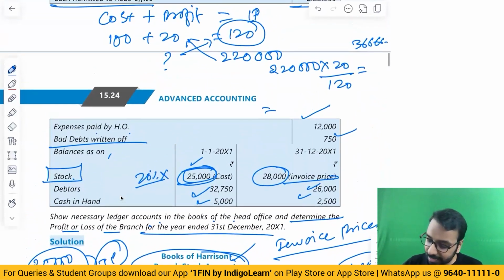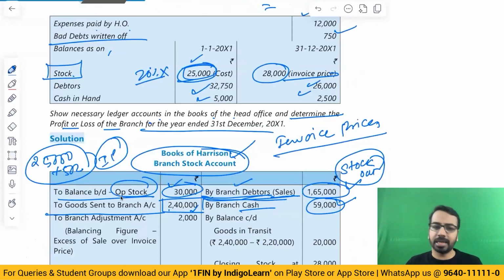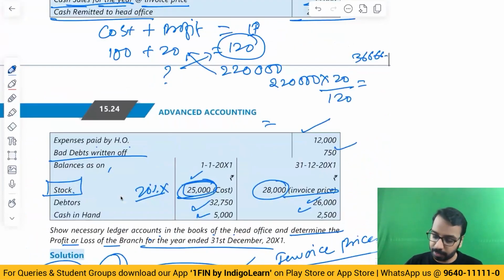Sir, what if they sell at a higher value? Then you will record at the higher value itself, or you can record it at cost and you will arrive at the closing stock.